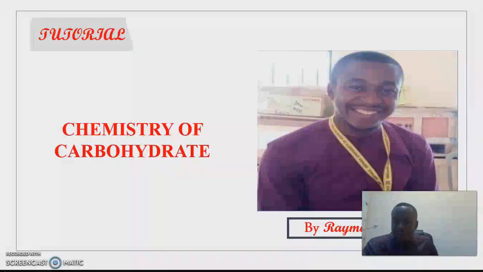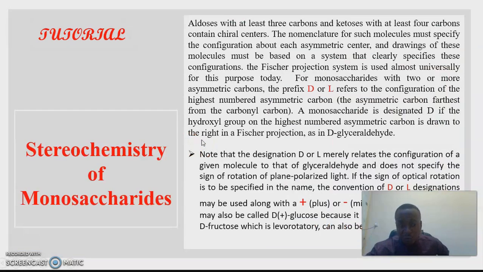Welcome to today's lecture. In our last lecture, we talked about the chemistry of monosaccharides. So today we'll be looking at the stereochemistry of monosaccharides. Now, when we talk about the stereochemistry, we'll also look at optical activity of monosaccharides.